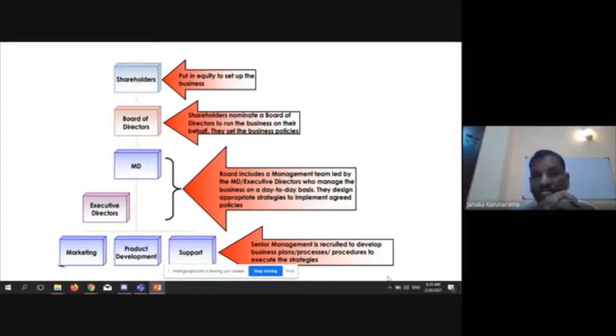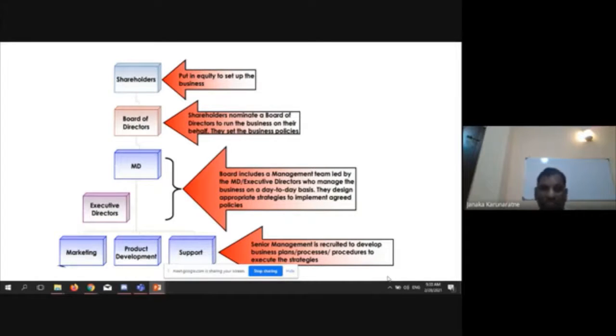And the board of directors set the policy framework, governance structures to run the organization. And then under the board of directors, you have the managing director, sometimes executive directors. The managing director and executive directors may be part of the board, sometimes not, but they are the people selected by the management board to run the day-to-day business of the organization.